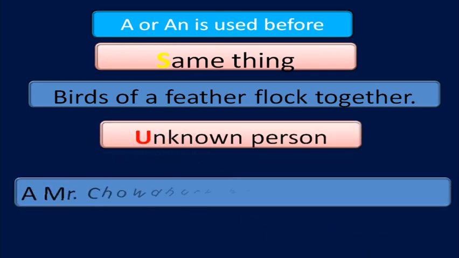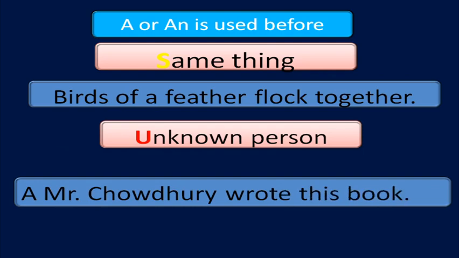In the case of an unknown person, you have to use a. Mr. Chaudhary wrote this book. We don't know about this person. We have learned in the previous slide that in the case of a certain person we can use a. Another way, in the case of an unknown person, we don't know about him at all. In that case, we have to use a. Mr. Chaudhary wrote this book, right?